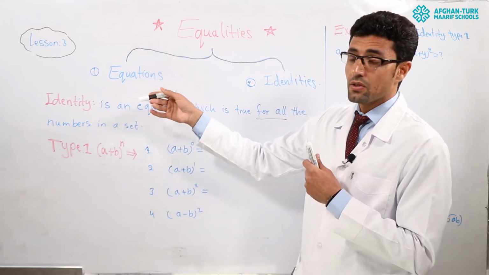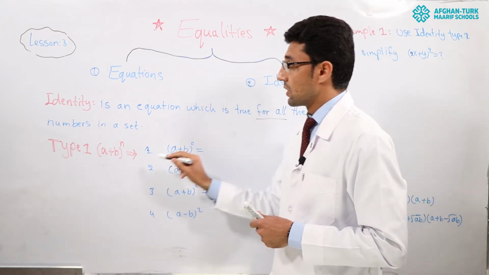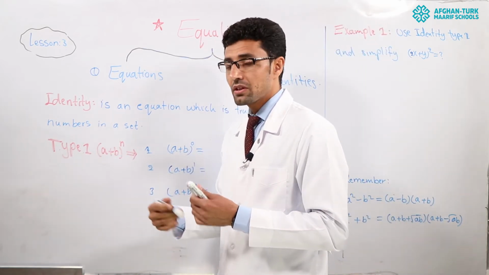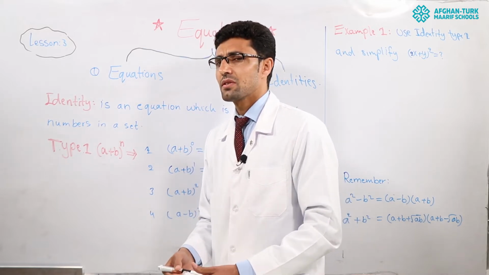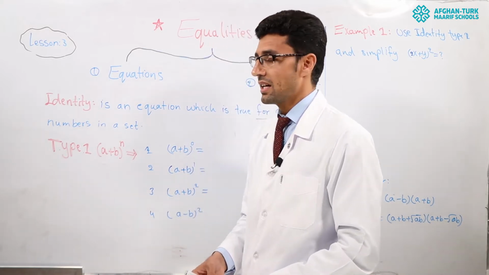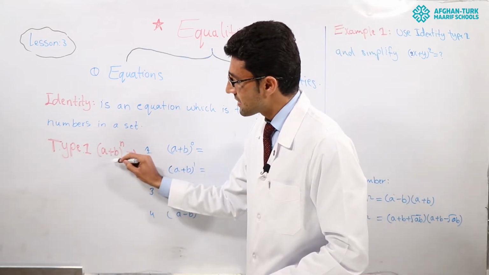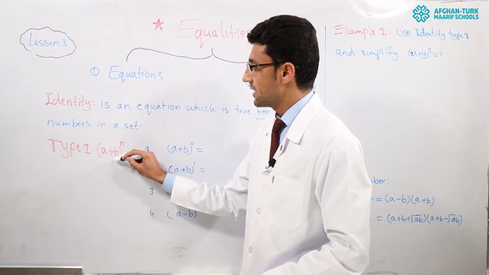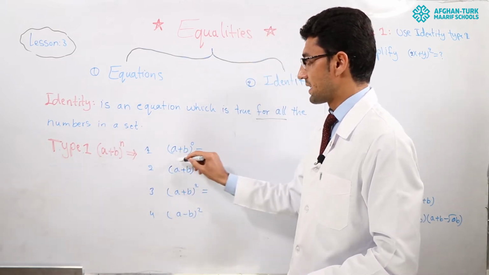So, what was the equation? It was for sum, the difference. Okay? So, type 1. We are going to study about the identity. And by the end of this class, you will understand what is identity and you will get more information. The first type, if you have this type of identity, a plus b whole to the power of n. These are examples of this.